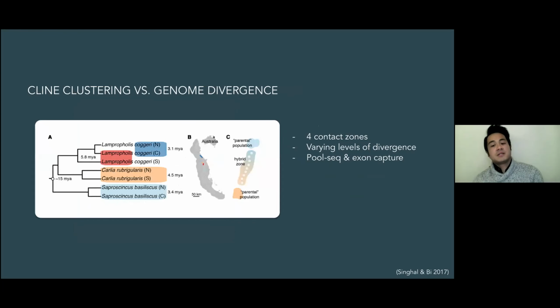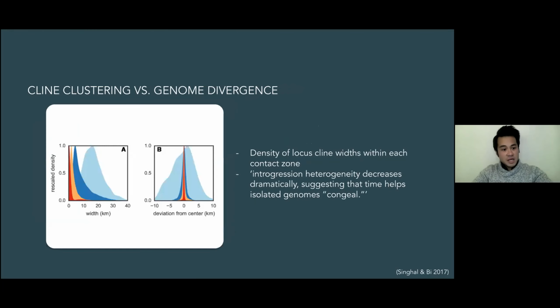So this study by Sonal, stemming from her PhD with Craig as well, is looking at a lot of cryptic hybrid zones in the wet tropics in Australia. She was looking at these 4 different contact zones, also at different levels of divergence, and then used pool-seq and exon capture to compare parental populations as well as the cline that's observed between them. And what she found was this clustering, or this congealing of the genome.